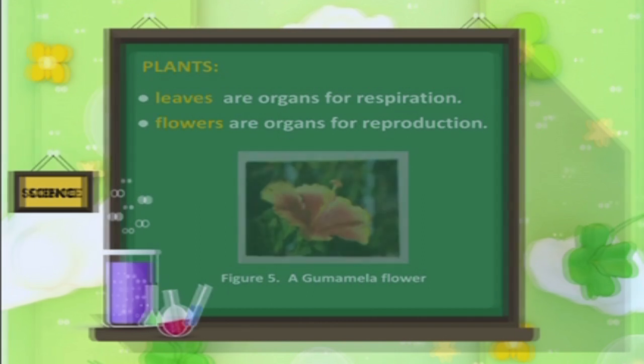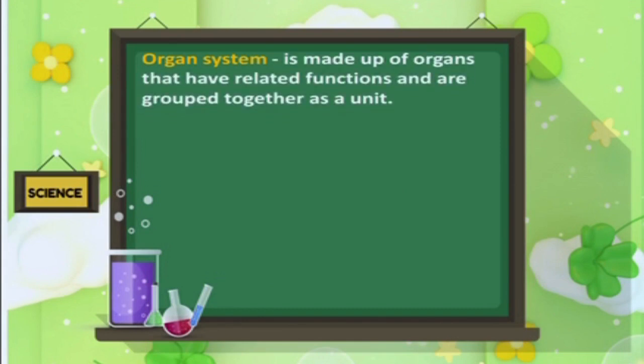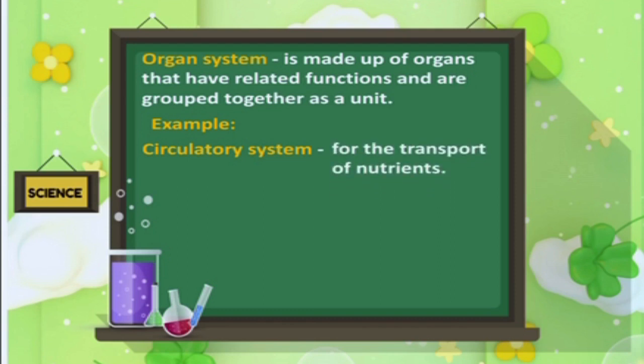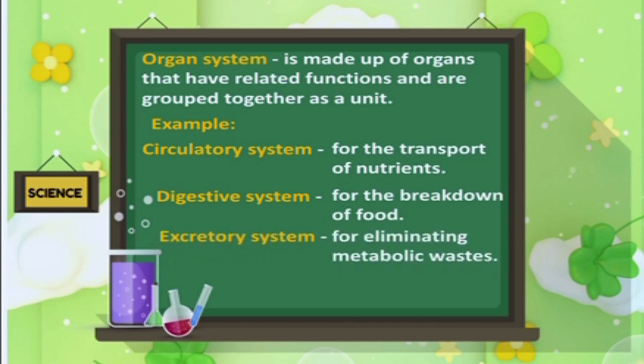Next from organ is the organ system. It is made up of organs that have related functions and are grouped together as a unit. For example, the circulatory system is made up of the heart, veins, and arteries. They are grouped together to have related functions. Its function is for the transport of nutrients. The digestive system is also made up of organs: the mouth, esophagus, and intestine. Its function is for the breakdown of food. The excretory system is for eliminating metabolic wastes.